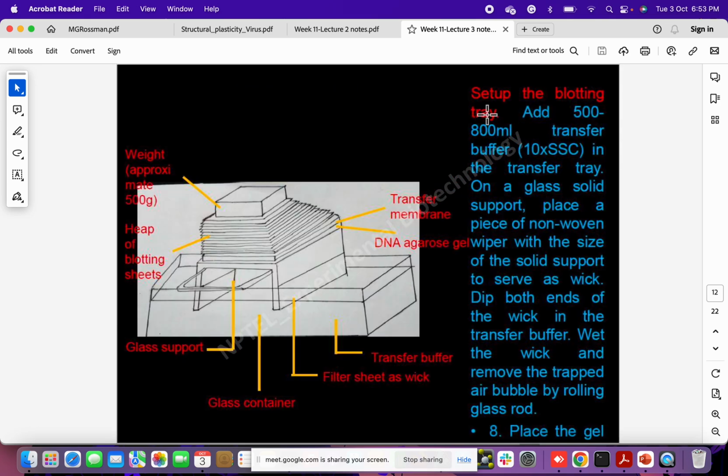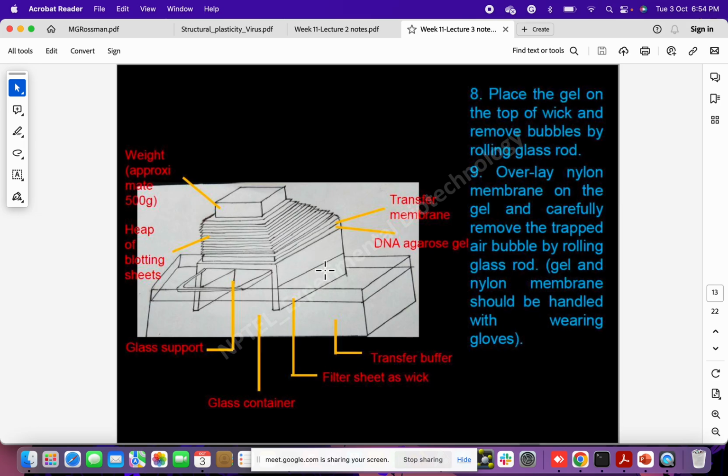Then set up the blotting tray. Transfer membrane, DNA, agarose gel, wet. This is the wet heap of blotting sheets, glass support, then glass container. Add 500 to 800 ml of transfer buffer in the transfer tray. On a glass solid support, place a piece of non-woven paper with the size of the solid support to serve as a wick. The same as northern blotting, make sure that you are giving some weight to facilitate the transfer. And then place the gel on top of the wick and remove bubbles.